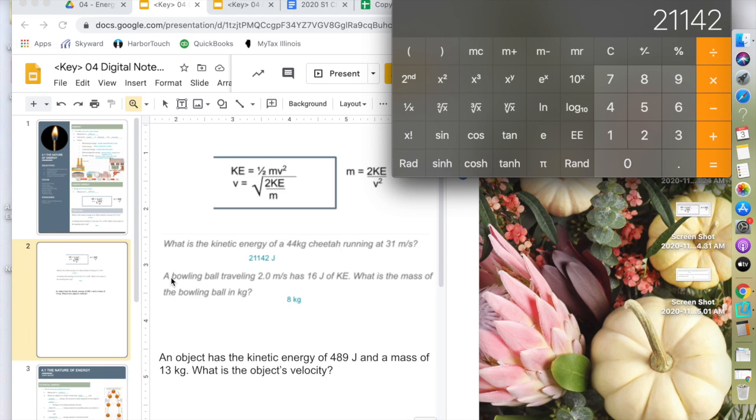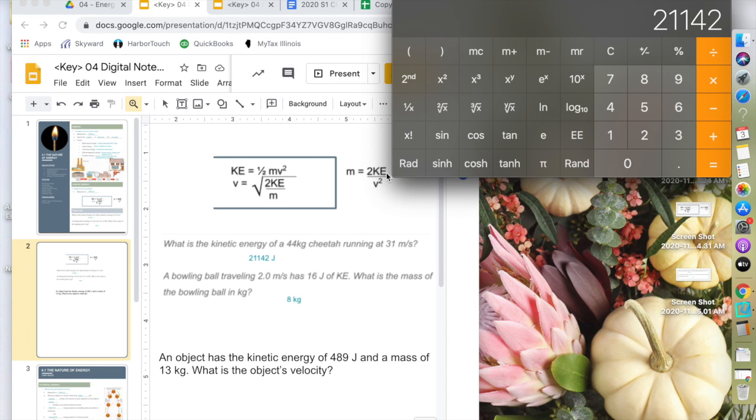All right, for the second one, a bowling ball traveling 2 meters per second has 16 joules of kinetic energy. What is the mass of the bowling ball? So we want to know the mass. So we find the equation that's solved for m. So we're going to take 2 times the kinetic energy divided by our velocity squared.